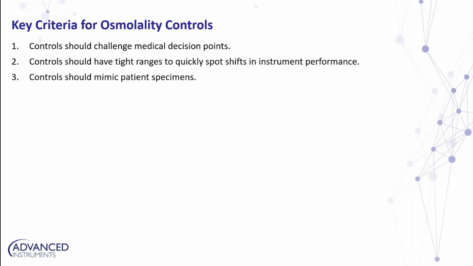Third, controls should mimic patient samples. To provide the best control for osmolality testing, a solution should be in a matrix that closely resembles the specimen being tested. The more similar a control is to a patient sample, the greater confidence an operator has in the instrument performance with that sample, therefore computing the correct result for a patient to be treated correctly.